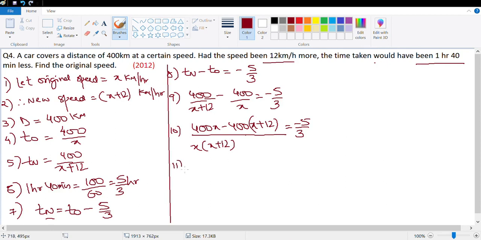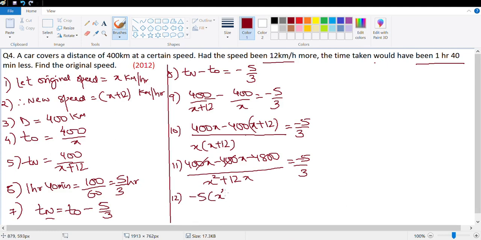That gives us 400x minus 400x minus 12 into 400, that is 4800, upon x squared plus 12x, is equal to negative 5 upon 3. This gets cancelled. Let's cross multiply. So we have negative 5 times x squared plus 12x is equal to 3 times negative 4800. This gives us negative 5x squared minus 60x is equal to negative 48 into 3, that's 144 with 2 zeros.